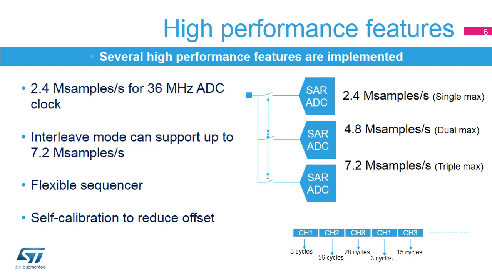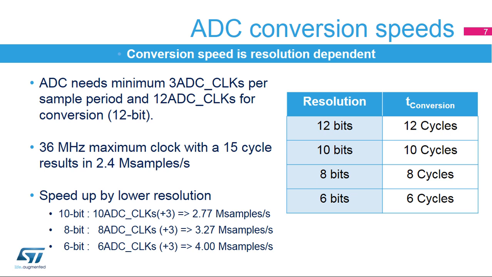The ADC offers an auto-calibration mechanism. It is recommended to run the calibration on the application if the reference voltage changes more than 10%. So this would include emerging from reset or from a low power state where the analog voltage supply has been removed and reestablished. The ADC needs a minimum of 3 clock cycles for the sampling and 12 clock cycles for the conversion. With a 36 MHz ADC clock, it can achieve 2.4 megasamples per second.